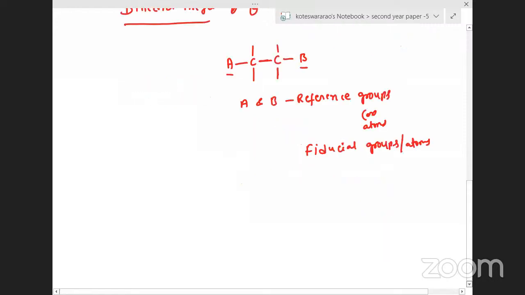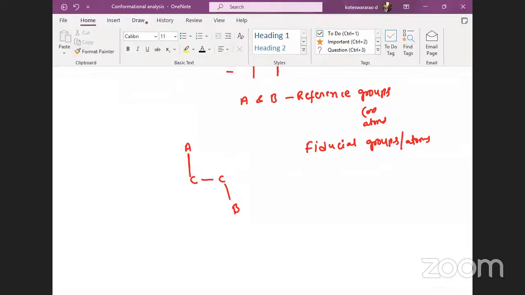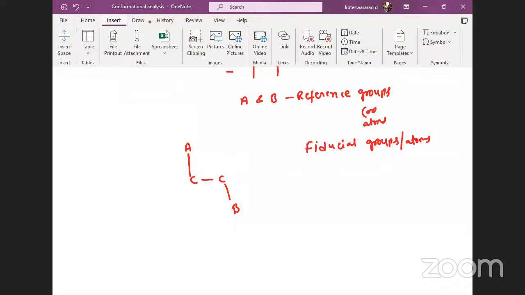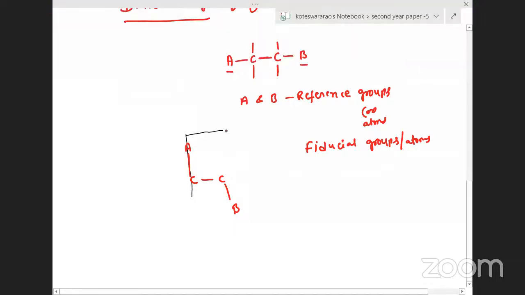How will this dihedral angle be shown? For example, this is the compound, this is the carbon-carbon bond, right? This is the bond A. This is the bond B. Right. I'm inserting a plane. Just look here. I just chose another color of pen. Now, I'm inserting the plane which is passing through this bond.